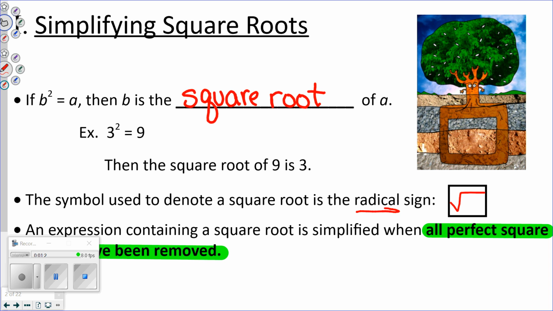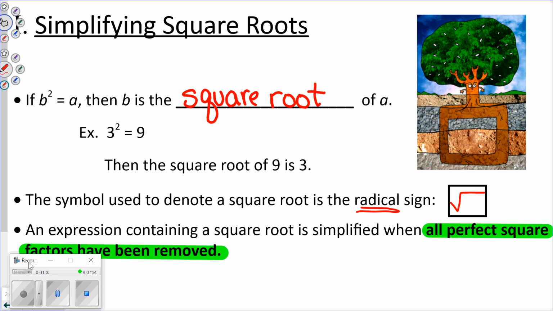Also, it's referred to as a radical. So if you hear me say radical something, I'm not talking about like totally gnarly, tubular, that kind of talk. Yeah, no. Radical is what that sign is called, right? And a square root is simplified when all perfect square factors have been removed.